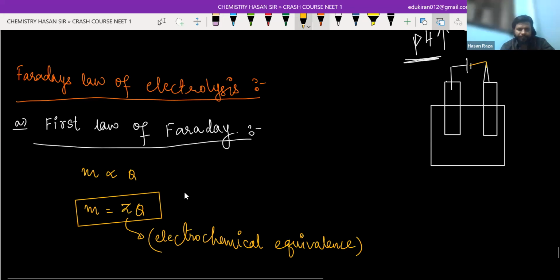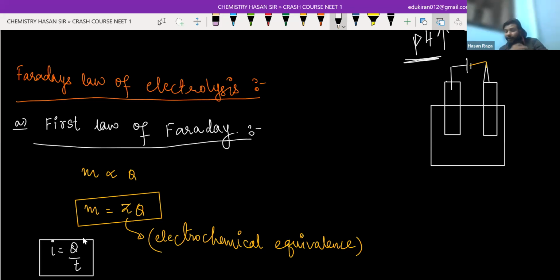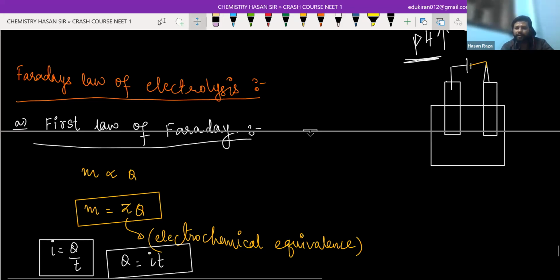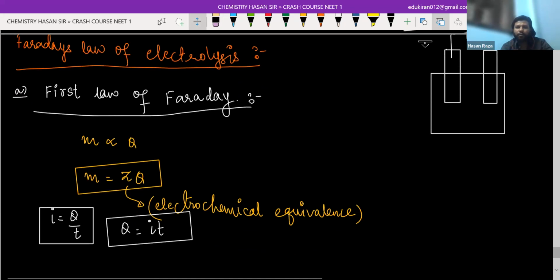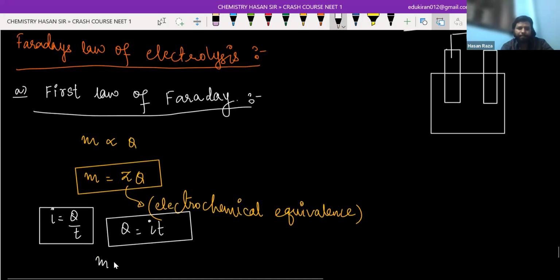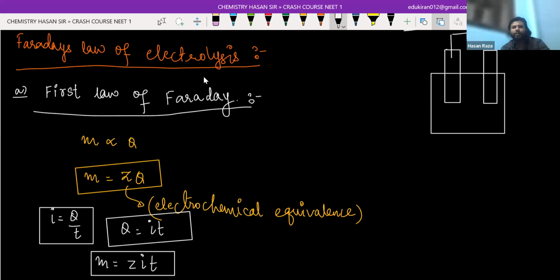Now, as you already know, I is equal to Q by T. That is the basic definition of current, and from that definition you get this formula. So Q can be equal to I into T. So I can modify this formula: M is equal to Z I T. This will be the formula.